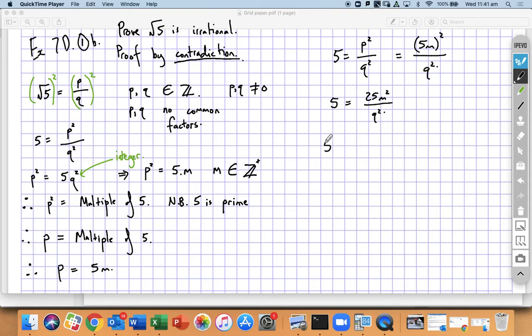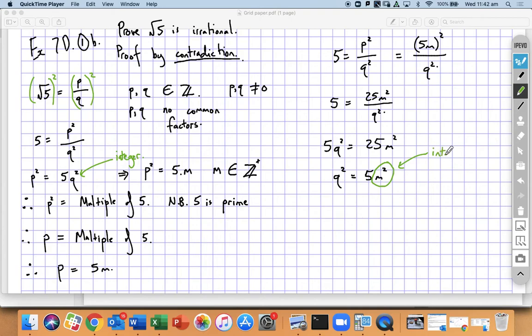Okay, so 5 Q squared equals 25m squared. Let's divide both by 5. We can say Q squared equals 5 times some number squared. And remember again, this here is an integer. We're basically in a very identical situation with Q squared as we were with P squared over here, right? This is just some integer.